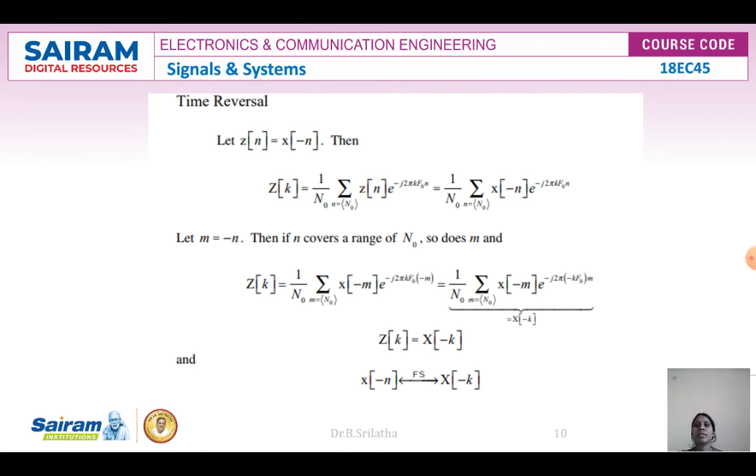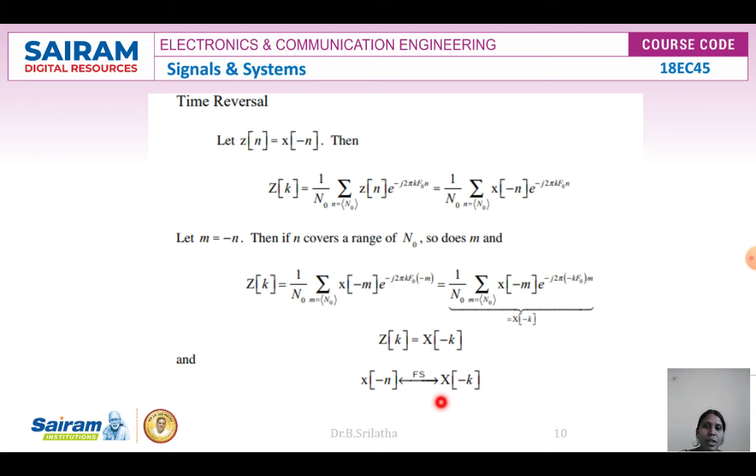Next property is time reversal. Let x of n be the signal, and the time reversal is nothing but x of minus n. Now I am going to consider the inverse Fourier series, that is x of k equal to 1 by N into the summation over n of z of n into e power this term. So here z of n is nothing but x of minus n, with the same exponent.